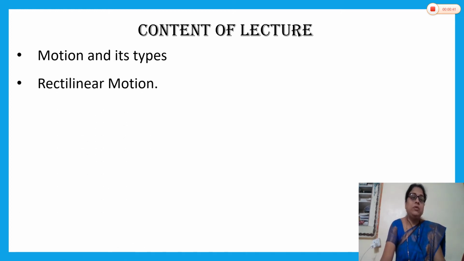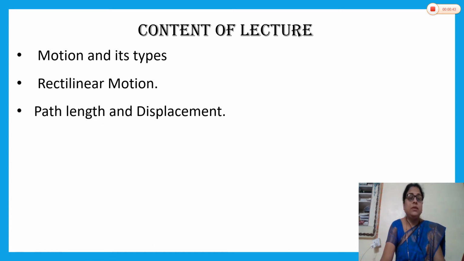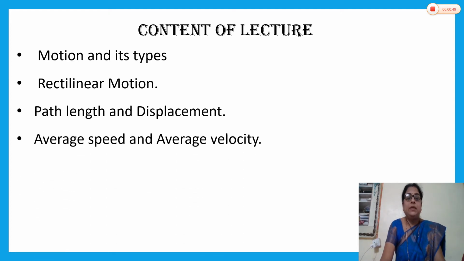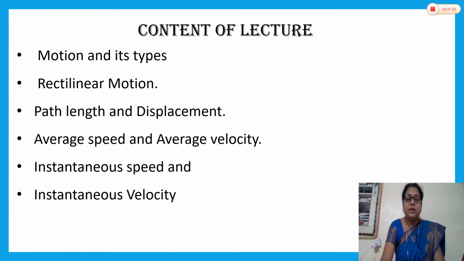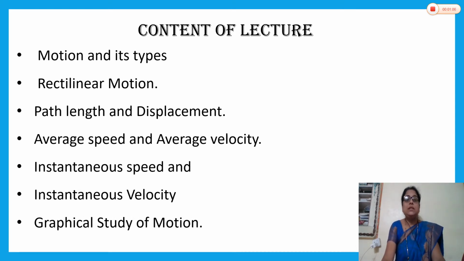Then we will introduce rectilinear motion. Then we have to discuss the path length and displacement. Then after we will discuss about average speed and average velocity. Then we will introduce instantaneous speed and instantaneous velocity. And at the end of the lecture, we will discuss about the graphical study of motion.